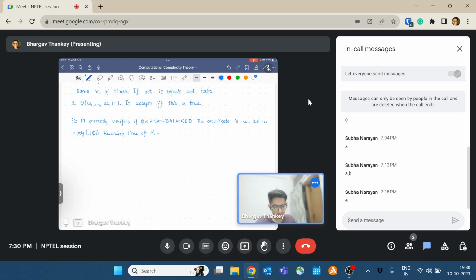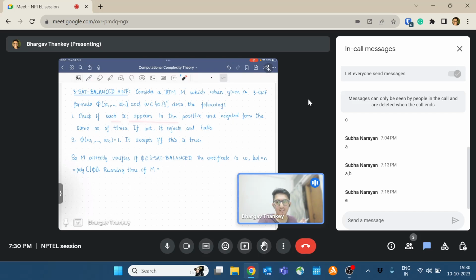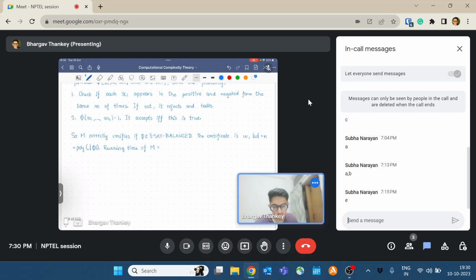And the running time of M is, okay, for the first step, all it needs to do is go over the formula n times, one for each of the xi's. Every time it goes over the formula, it keeps two counters, one for xi, one for xi complement. Every time it sees xi, it adds one to the counter for xi. Every time it sees xi prime, it adds one to the counter of xi complement, and so on, right? So the first step can be carried out in poly size of phi time.